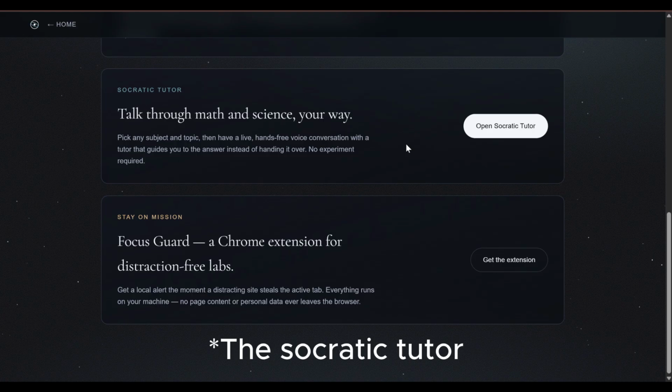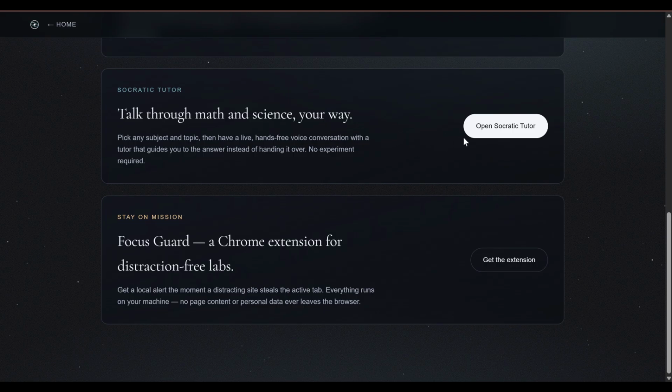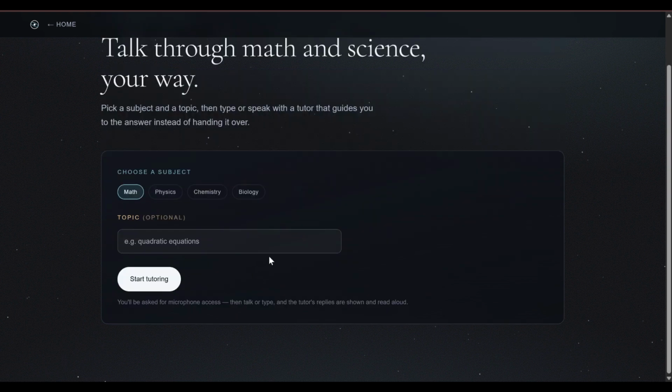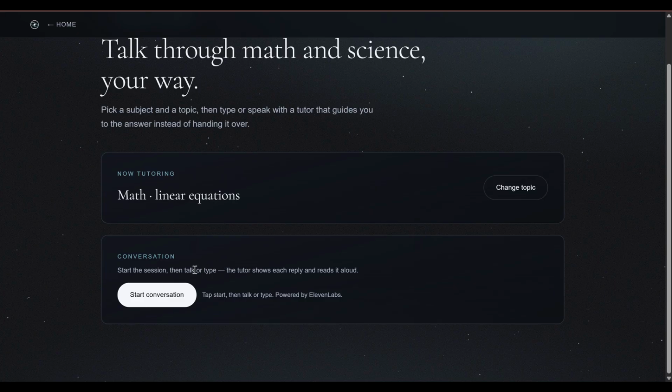The Socratic tutor is designed to help students understand difficult concepts by asking guiding questions instead of simply giving direct answers. So it is especially useful when you don't want the answer but you want a slight nudge to help you solve that particular problem. So let's open the Socratic tutor, and you can choose different subjects. Right now there are four, and all of them are related to STEM. I'm going to start with math, with linear equations. All right, and I can press start tutoring and start the conversation.